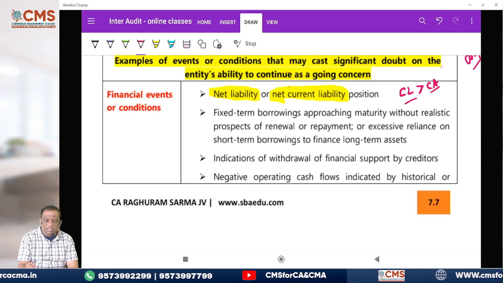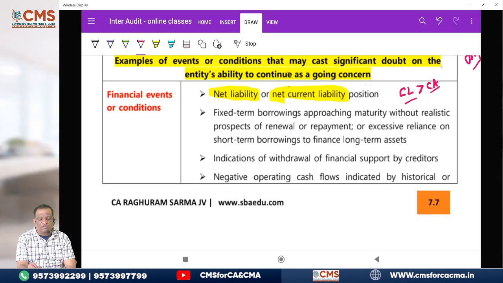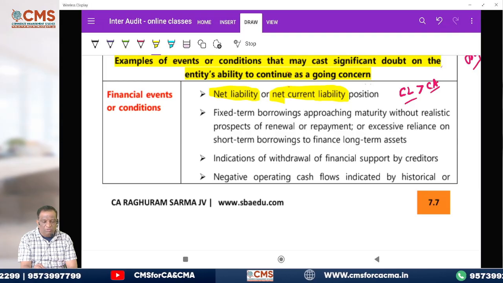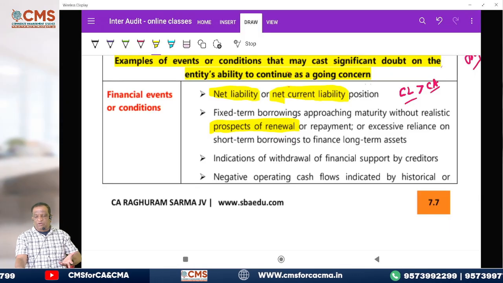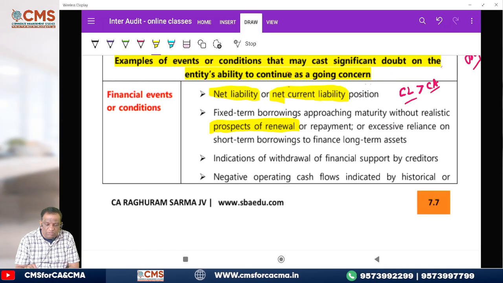Similarly, a fixed term borrowing approaching maturity but without realistic prospect of renewal. So there is a liability coming up for payment at maturity, but you don't have any prospect of renewal. You don't think the bank will renew it. Then what will you do? Whatever security you have given, they will take over. That is what will happen in these financial events.